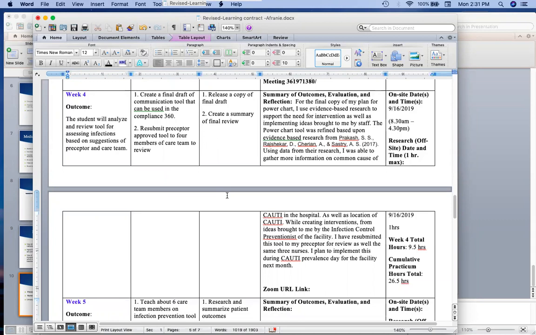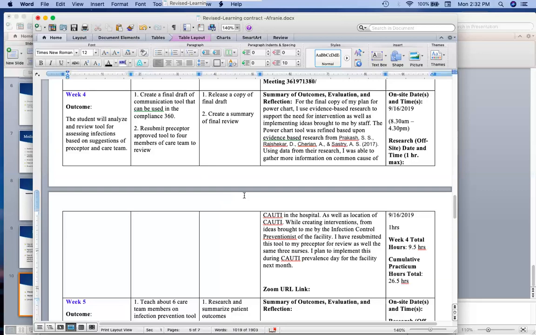The PowerChart tool was refined based on evidence-based research from Prescott et al. In 2017, they presented an article that showed CAUTI infections in India. They did research based on a facility that was facing a lot of CAUTI compared to my facility.